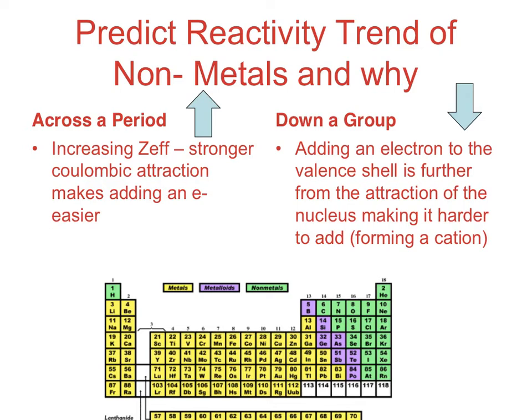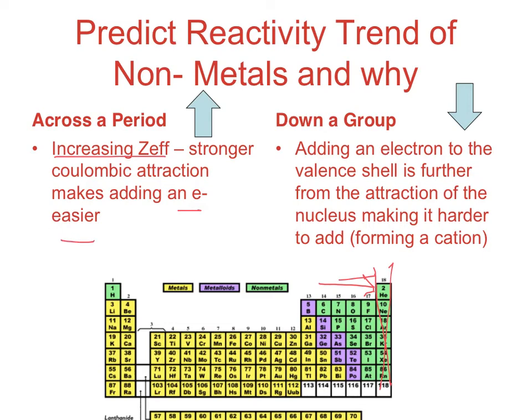How about nonmetals? Okay, so I didn't give you a chance to predict, but I bet you could have. If I go across a period, and let's exclude the noble gases, but in general, as I go across the period into the halogens, I am increasing my nuclear charge, I'm increasing my Zeff, my shielding is not changing, I have stronger Coulombic attractions, which means adding an electron is easier. They have stronger electron affinity.